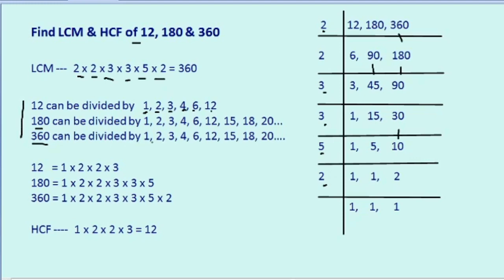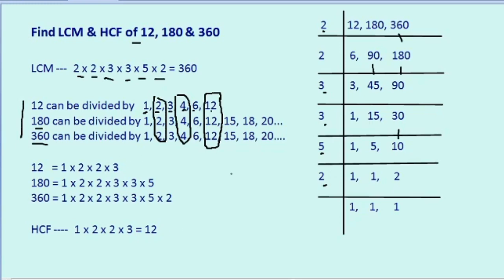Then 360 can be divided by 1, 2, 3, 4, 6, 12, 15, 18, 20, like this. Okay. So out of this, till there we are common. These are all common numbers. 1 is common in all these numbers. Again, 2 is common in all the three numbers. 3 is common. 4 is common. 6 is common. Out of this, the highest number is 12. So 12 will be the HCF of these numbers.